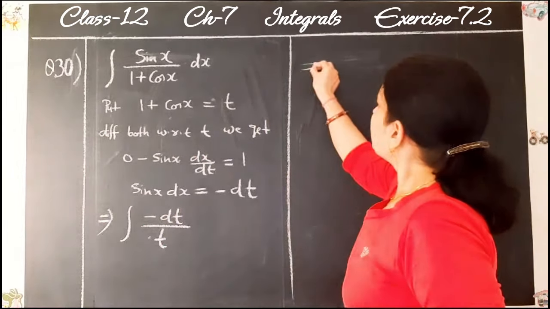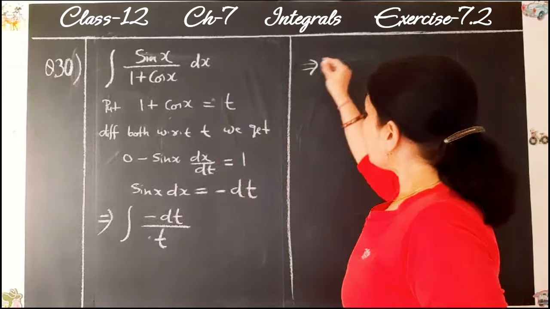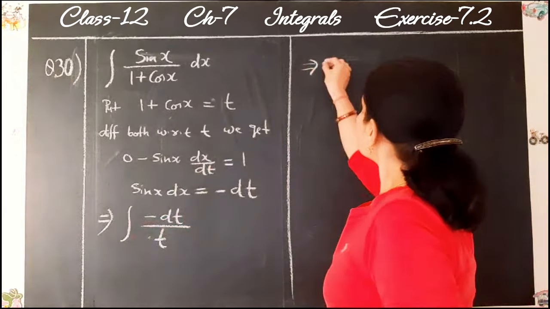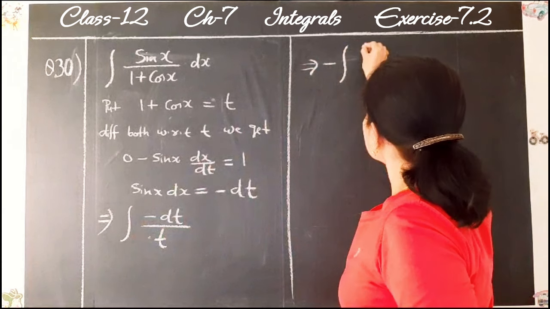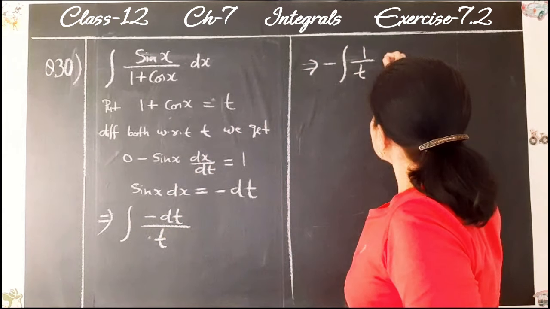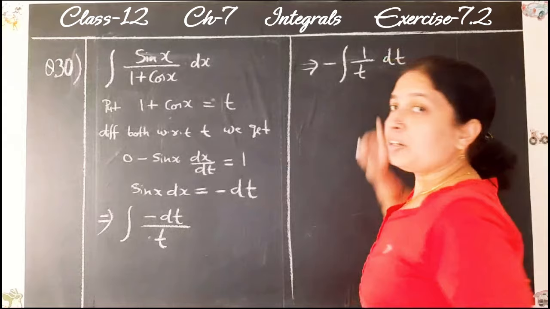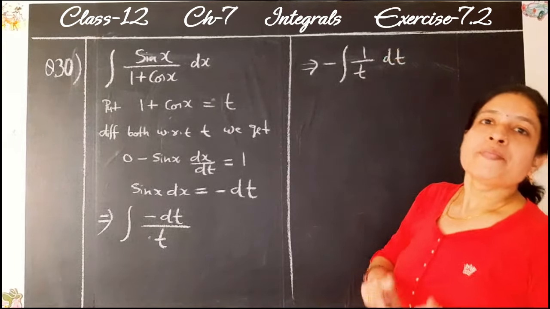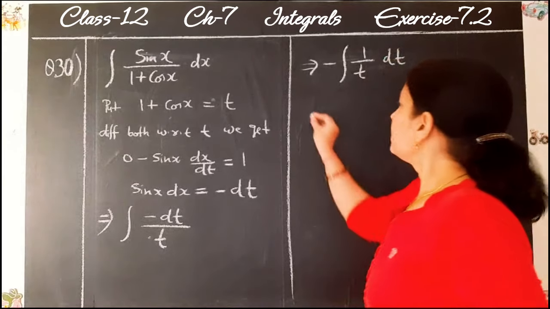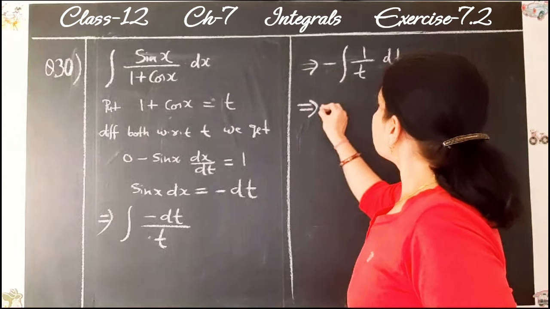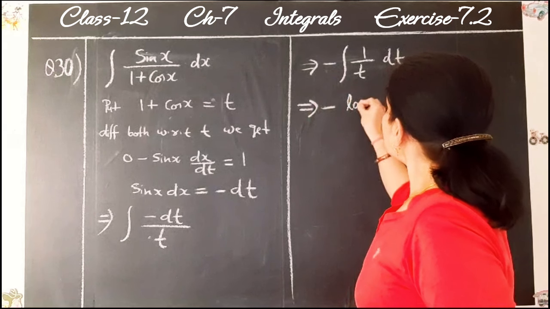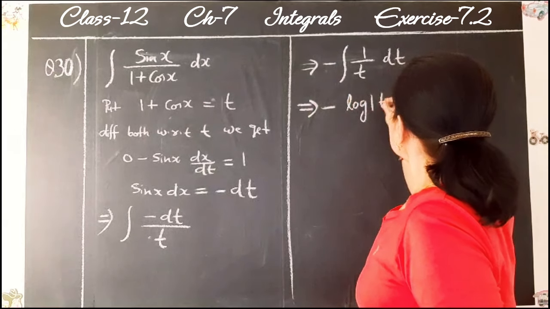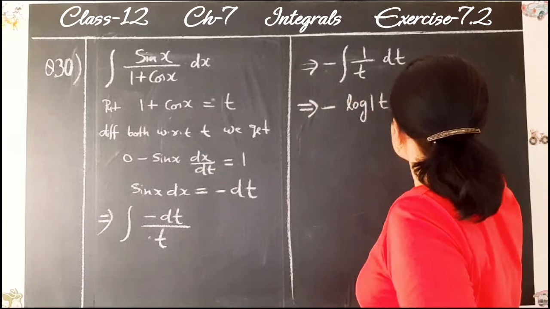Now we can write the integral as, take this minus outside. So it will be minus integral of 1 by t dt. And what is the formula for integral of 1 by t dt? Yes, it will be log mod t. So write here this minus as it is, and this one is log mod t plus a constant c.